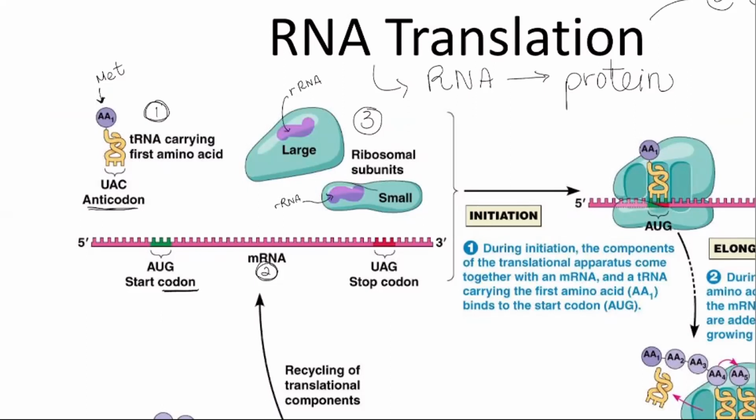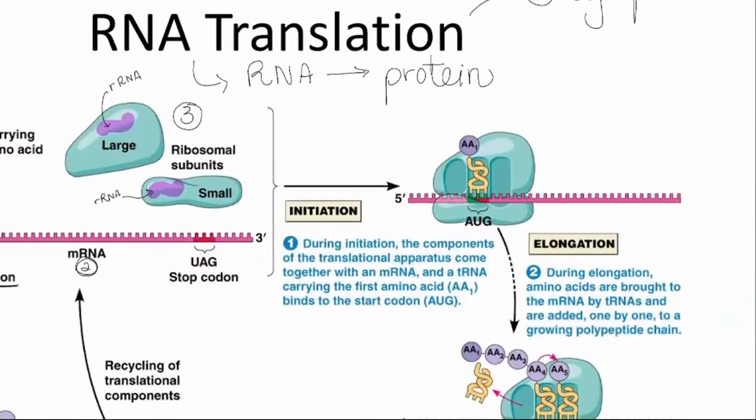Okay, so as we observed in the video, when it comes to RNA translation, we have an initiation, an elongation, and a termination process. In general, those steps are very similar to what we saw in transcription. During initiation, the components of the translational apparatus, which are the ribosomal subunits and the template RNA, come together, and the RNA is sandwiched in between the two ribosomal subunits.